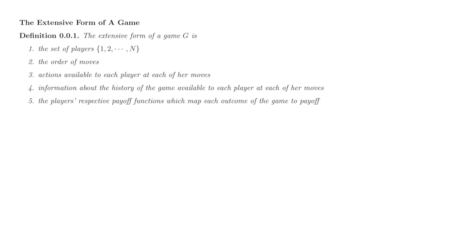Item 4, information about the history of play, means we need to specify at each move what a player observes or remembers about actual play of the game up until that point. Importantly, there is a distinction between information about the play of a game and information about the structure of a game. Complete versus incomplete information refers to information about the structure of the game itself. We are dealing in games of complete information because players know the full extensive form.